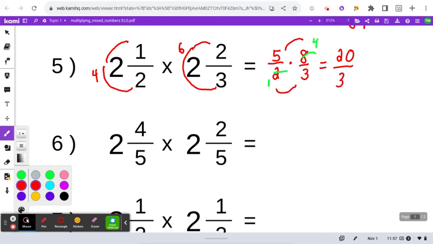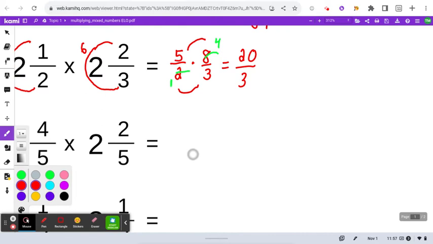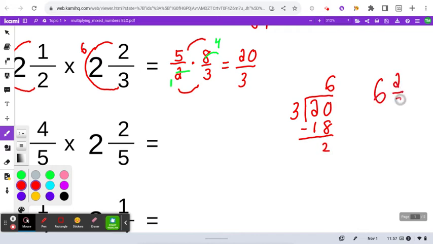And now to get my final answer, I will divide. So I will do 20 divided by 3. 3 times 7 is 21. That's going to be too much. So I'll do 3 times 6, which is 18. Then I'll subtract to get a remainder of 2. So my final answer would be 6 and 2 thirds.